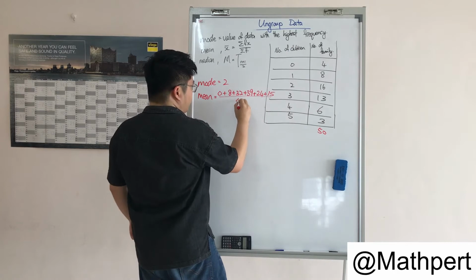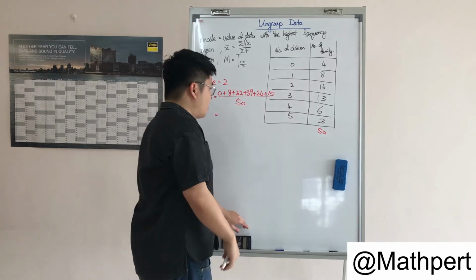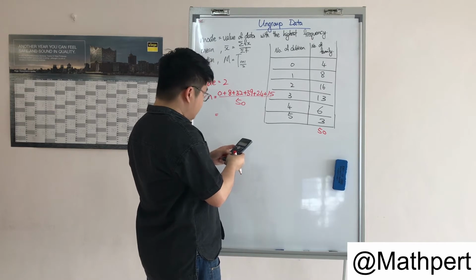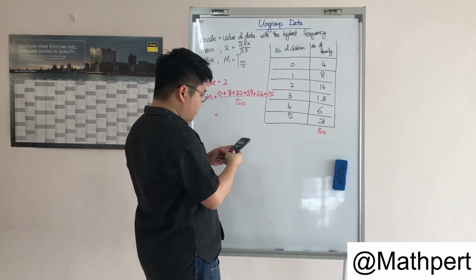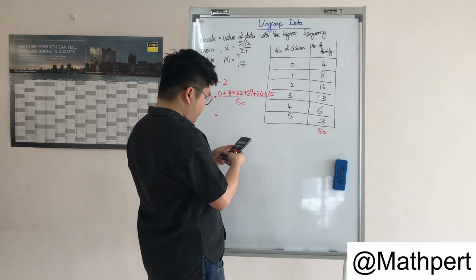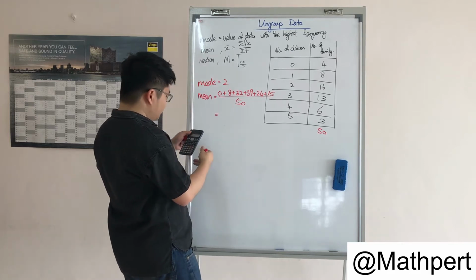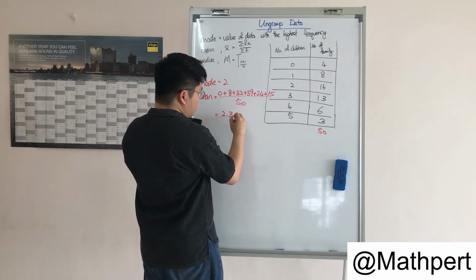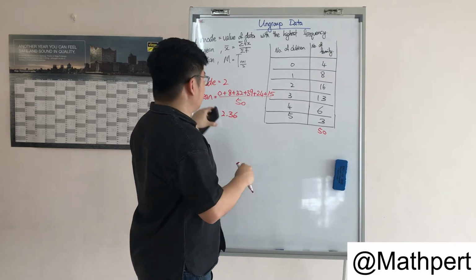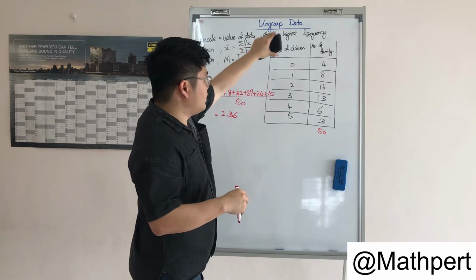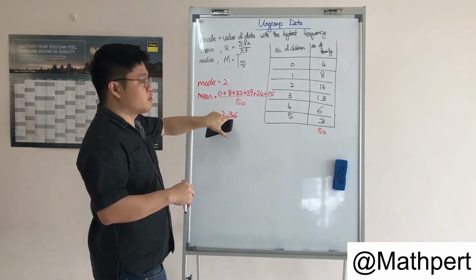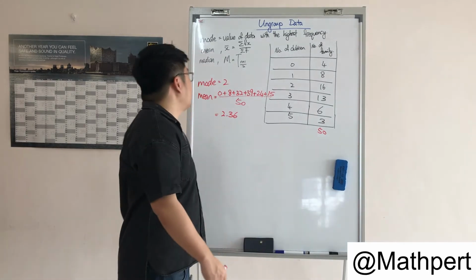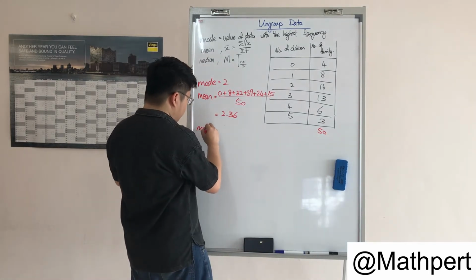Divided by 50. So what did we get here? 8 plus 32 plus 39 plus 24 plus 15, divided by 50. The mean is 2.36. Meaning, the mean for this set of data is 2.36 children for each family. Right? Then let's look for the median.